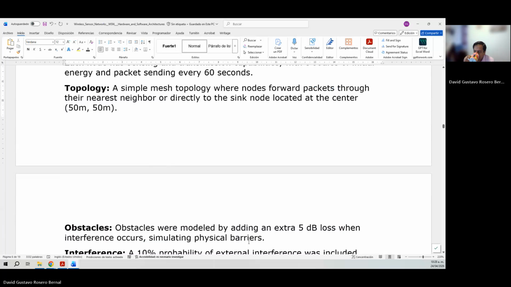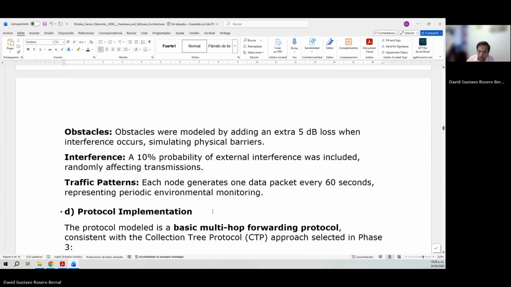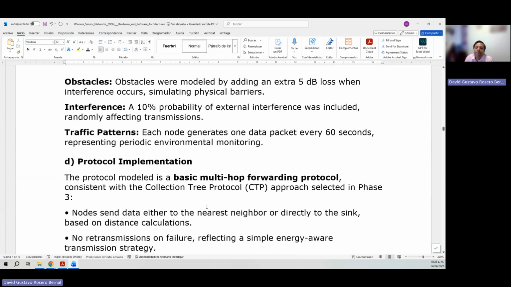Obstacles were modeled by adding an extra 5 dB loss when interference occurs, simulating physical barriers in the deployment environment. Interference: a 10% probability of extended interference was included, randomly affecting transmissions by nodes. Traffic patterns: each node generates one data packet every 60 seconds, representing periodic environmental monitoring.